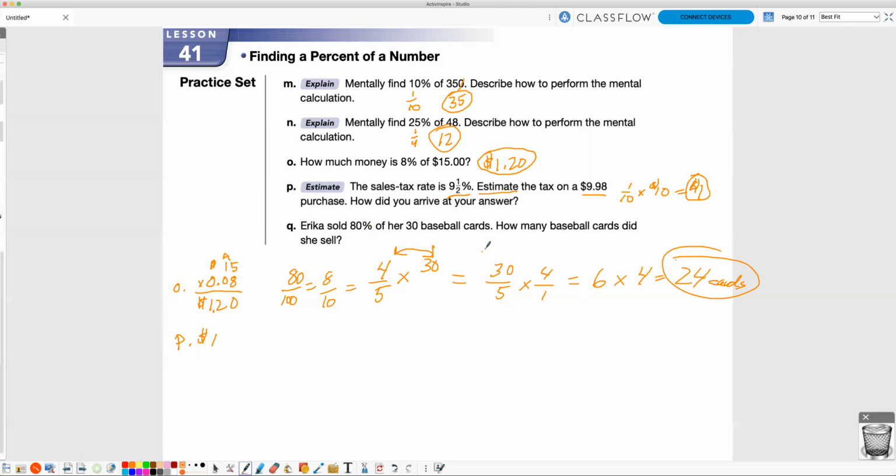If it asked how many she didn't sell, I would have to take that 24 and subtract it from the 30 to find out how many she didn't sell. She still had 6 cards remaining. But it didn't ask how many she didn't sell. It asked how many she sold.